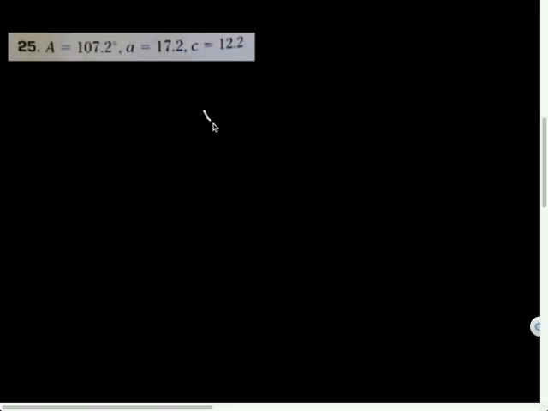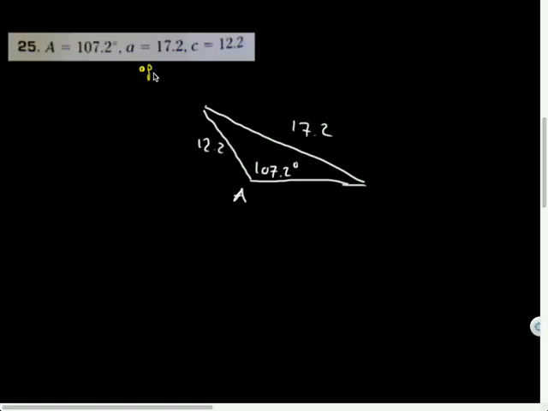So here we go. So I've got angle A is 107.2 degrees. So here's angle A. 12.2 and then 17.2. Right, so to label my stuff, so little a is the opposite because I happen to have angle A, right? Opposite. And little c is the adjacent.